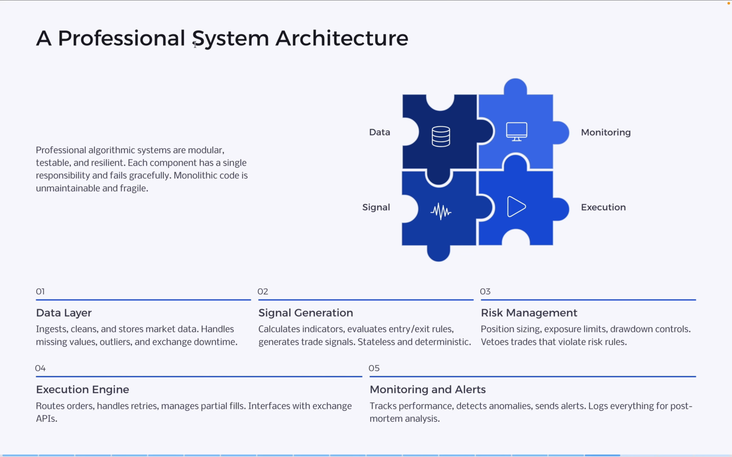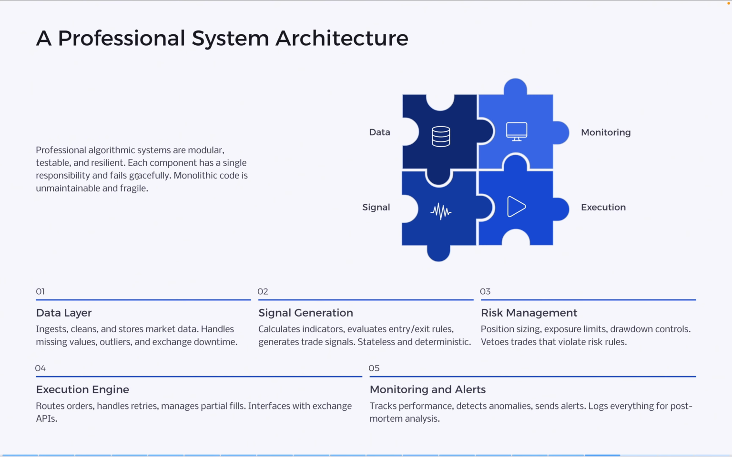A professional system architecture. Professional algorithmic systems are modular, testable, and resilient. Each component has a single responsibility and fails gracefully. Monolithic code is unmaintainable and fragile. Number one would be the data layer. For example, it ingests, cleans, and stores market data. It handles missing values, outliers, and exchange downtime, right?